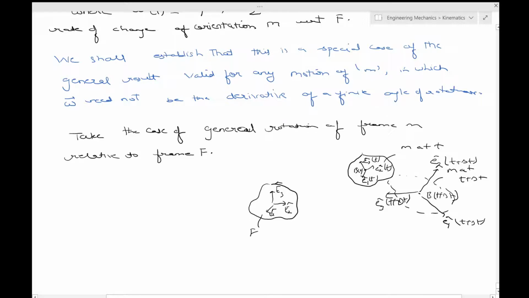Okay, so capital Ei, as you can see, is fixed to F. The small ei is fixed to M. You can see that. Okay, the rate of change of orientation of M relative to F at given time t. Let's see how we can write that. So capital Ei is fixed to F, small ei is fixed to M.